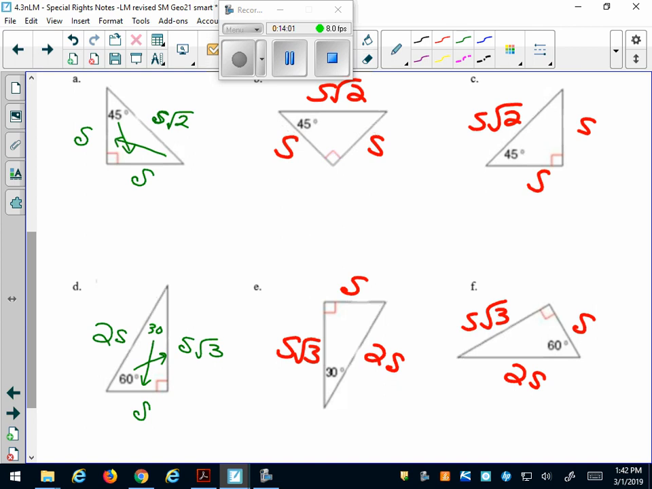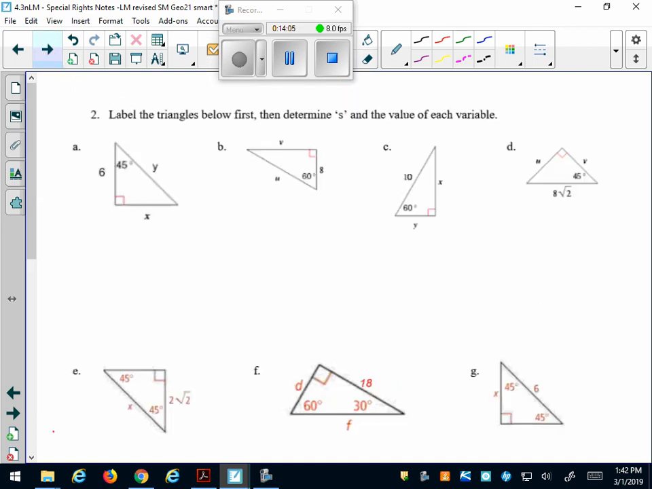All right, any questions there? Okay, so on the next page then, we're going to actually solve for the missing side. I have a process here. I'm going to teach you the process that you can use for every single one of these types of problems, special right problems.